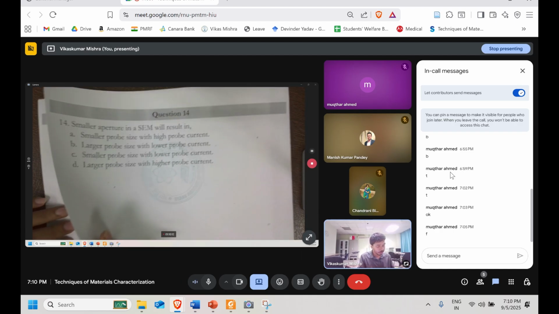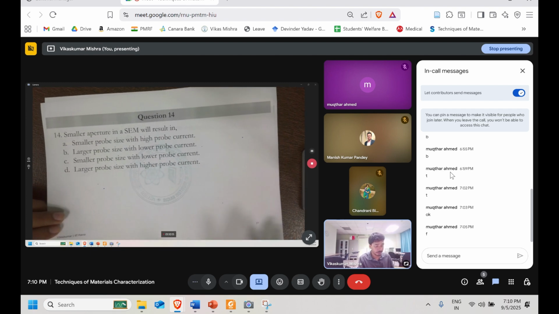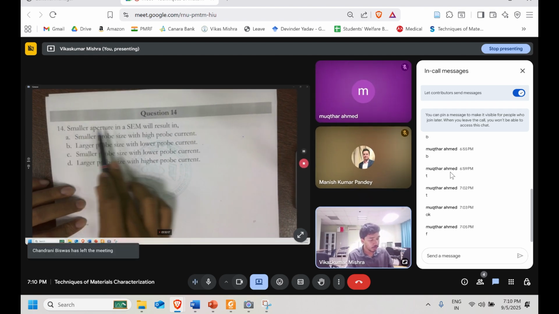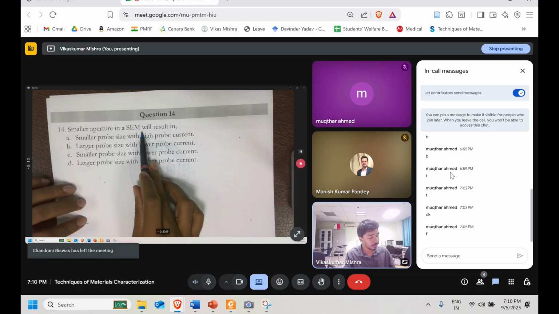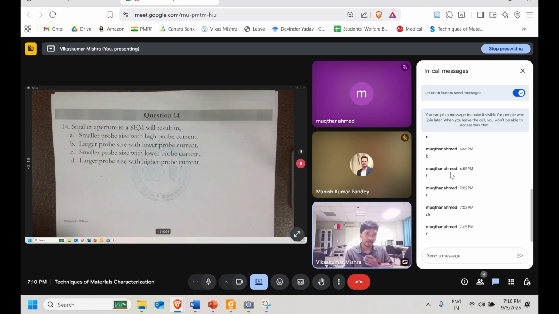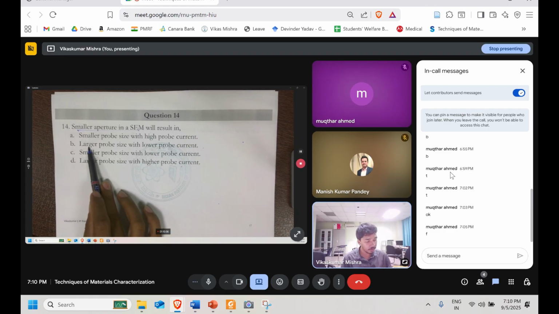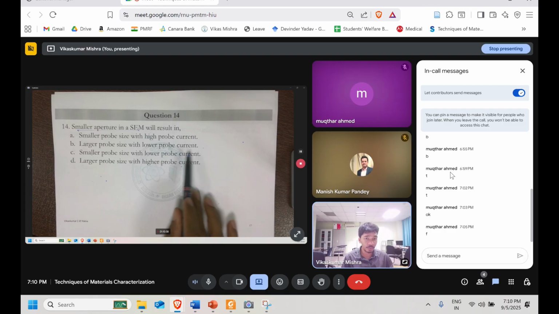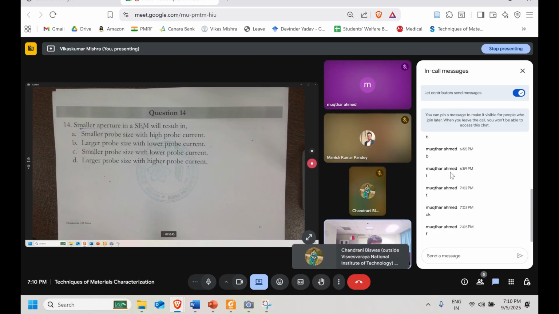Let's try to solve a few more questions. Just two more questions are left. The smaller aperture in the SEM will result in. Smaller the aperture, what do you think? It's very easy. Give it a try. Aperture is small. Smaller probe size with high probe current. Larger probe size, low probe current. Smaller probe size, low probe current. Larger probe size, high probe current.